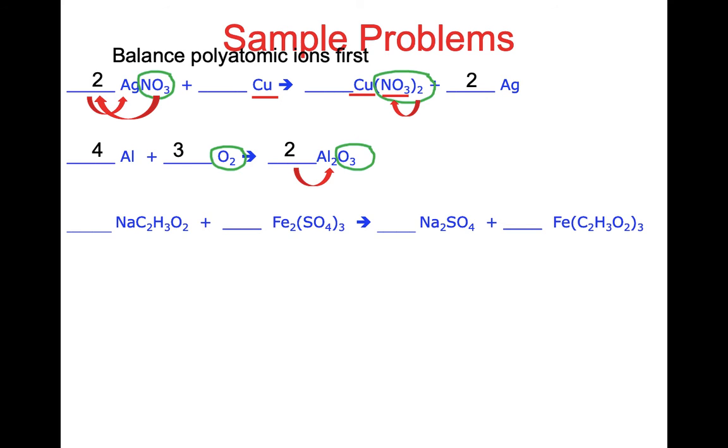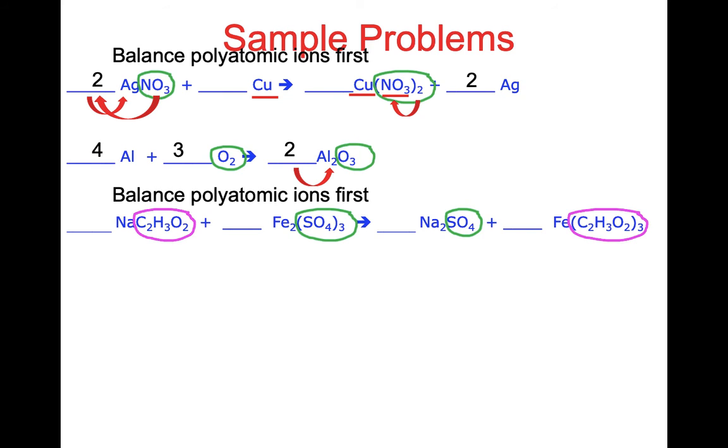The last example has 2 polyatomic ions. So we are still going to start with a polyatomic ion. I see sulfate in 2 places, and I see acetate in 2 places. Now notice with the sulfate, the cation, you have multiple cations. You have 2 irons with the first sulfate, and you have 2 sodiums with the second sulfate. With the acetates, you only have 1 sodium and 1 iron. So let's start with the sulfate.